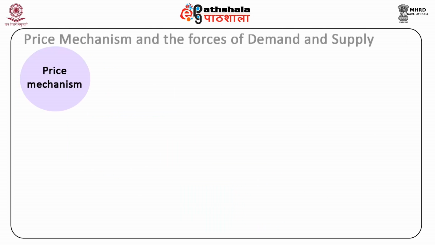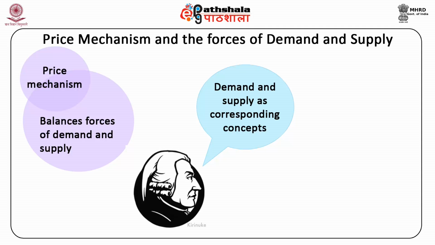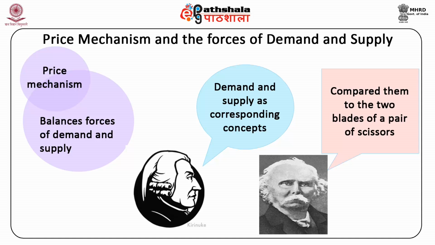The price mechanism and the forces of demand and supply. The price mechanism balances the forces of demand and supply. It was Adam Smith in 1776 that first used the term demand and supply as corresponding concepts. Later, Alfred Marshall compared them to the two blades of a pair of scissors. Indeed, demand and supply are two most crucial concepts of microeconomics.